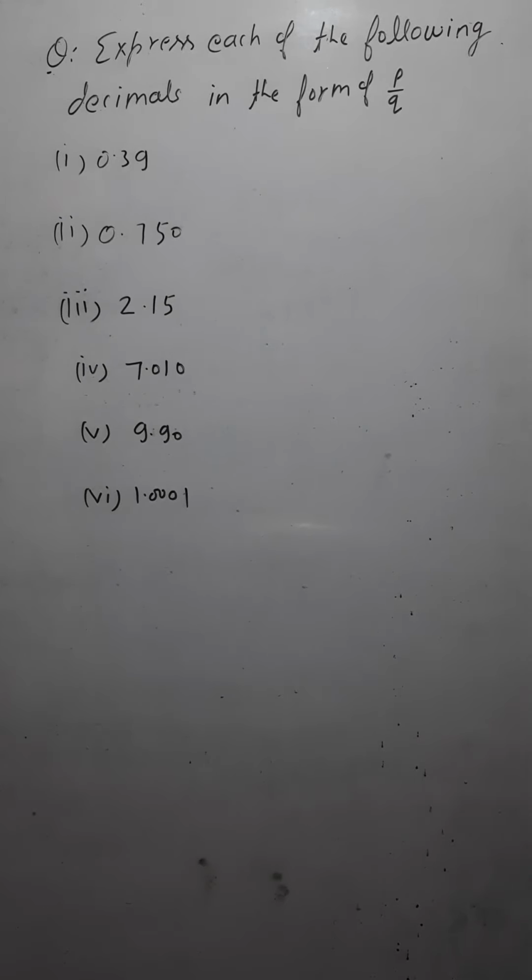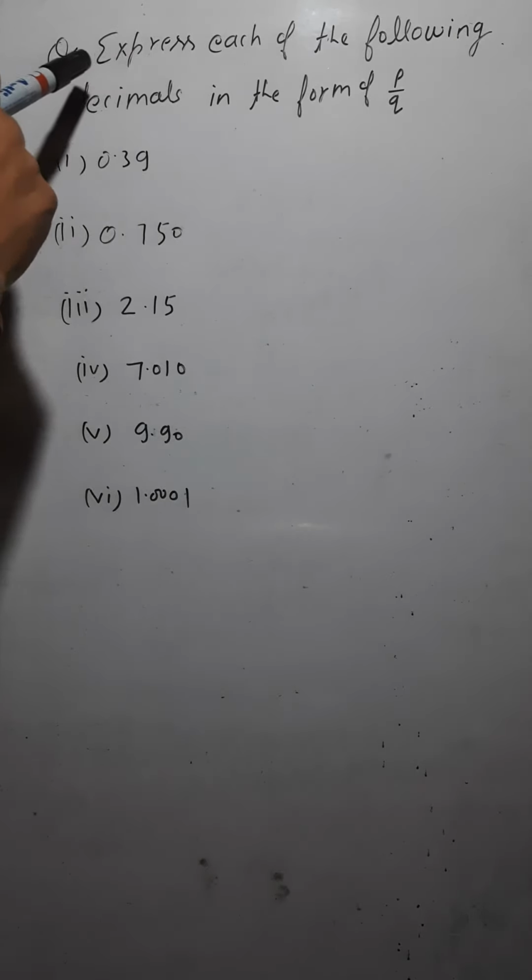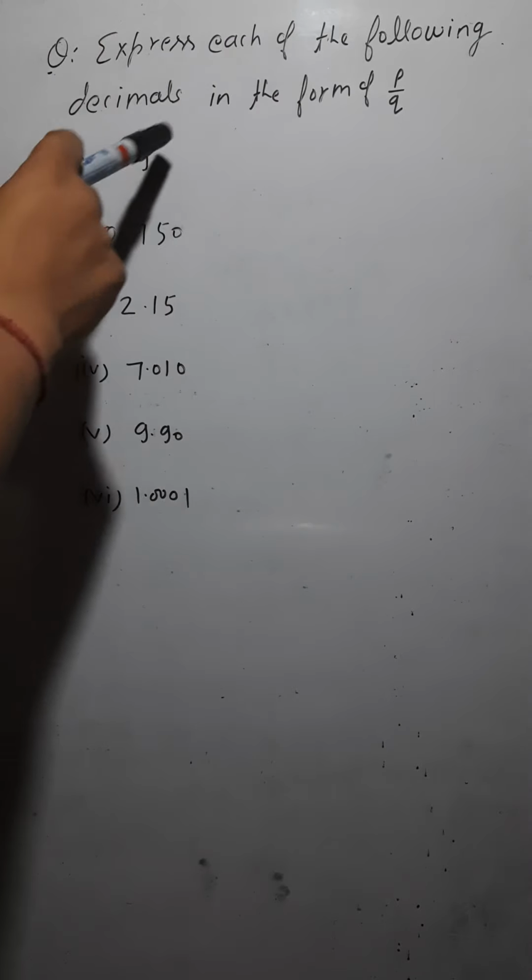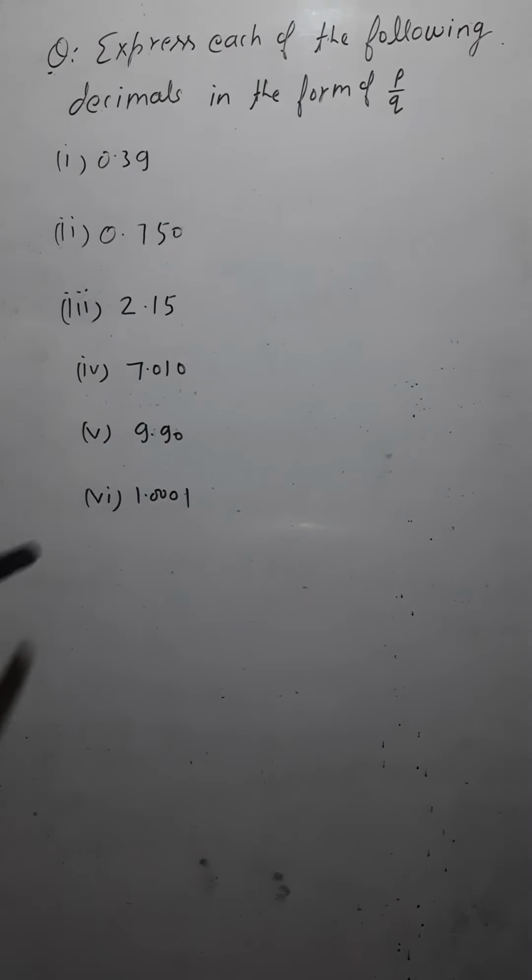Hello, dear students. So today we will move ahead in the first chapter of class 9th mathematics, that is, number system. Here I have some new questions for you. Question number 1 is: express each of the following decimals in the form of p by q. You have to write all the decimals.